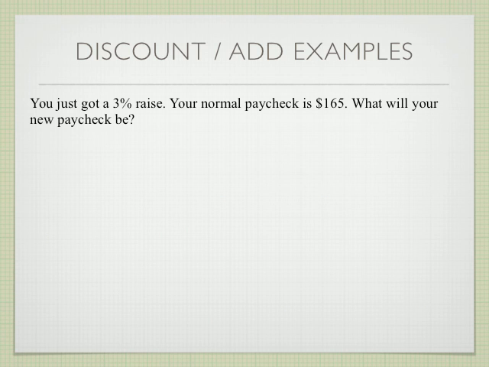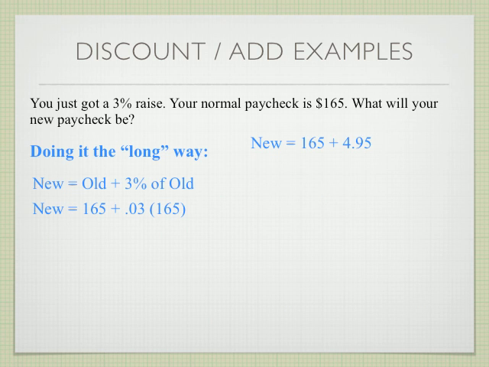Okay, we got a 3% raise. Your normal paycheck is $165. What will your new paycheck be? Doing it the long way, you'd say my new paycheck is my old paycheck plus 3% of my old paycheck. So my new paycheck is $169.95.